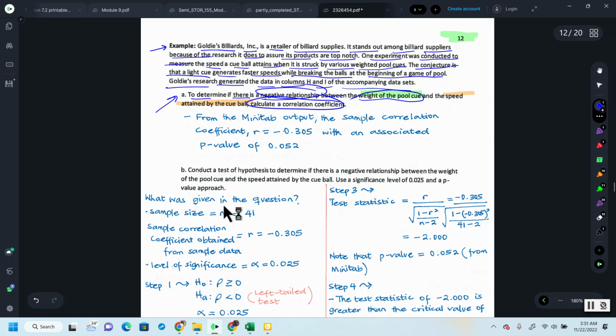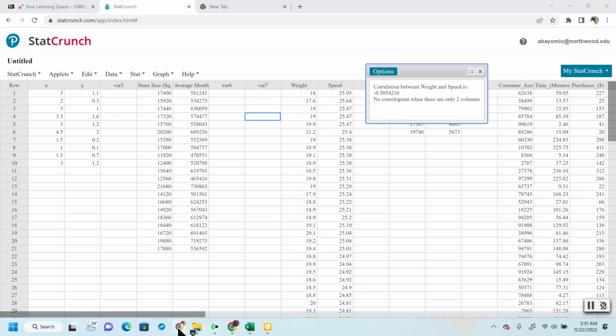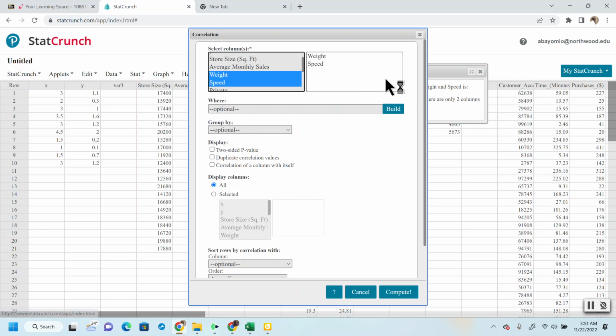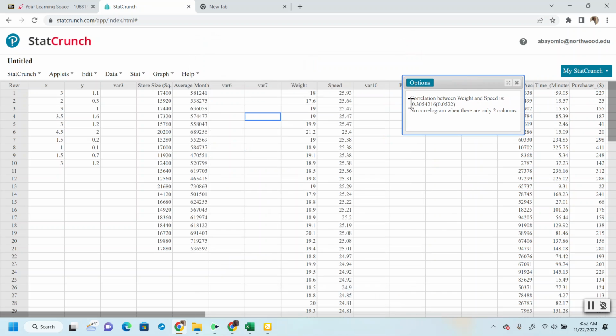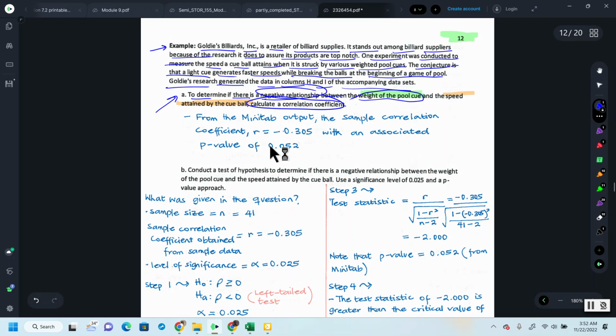In order to see the probability value, all we need to do is go back. I'm going to go to options and edit the instructions I put here. I'd like to see the two-sided p-value, and I can compute again. And I have a different value here. So I have the sample correlation coefficient R itself, and the p-value, which is 0.0522. So back here we are. This is how I got that p-value.